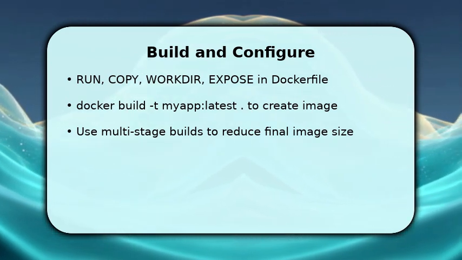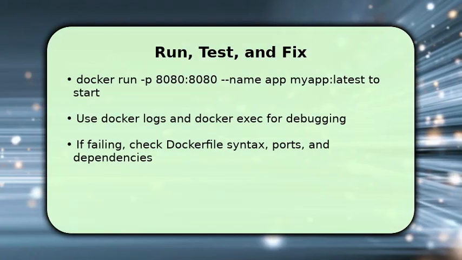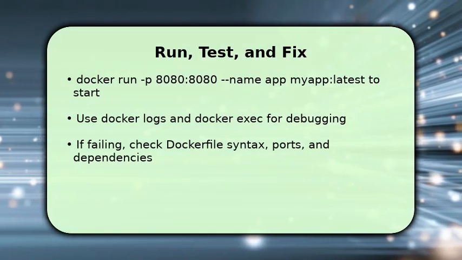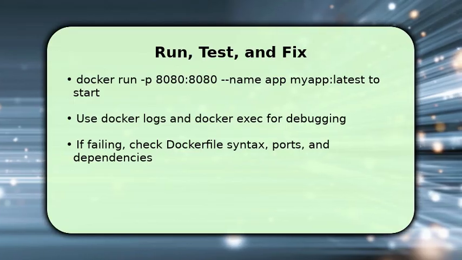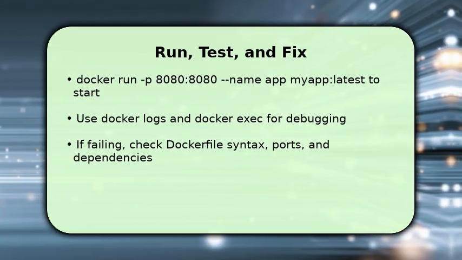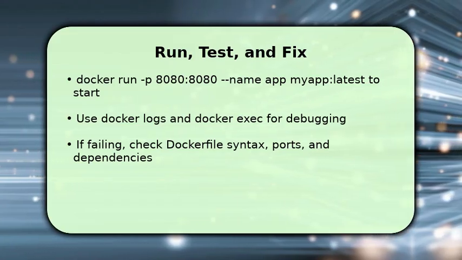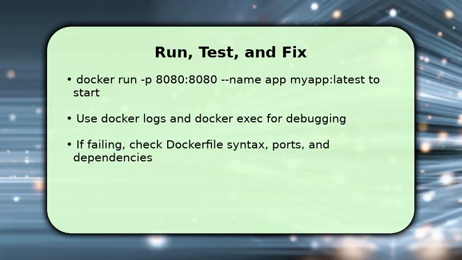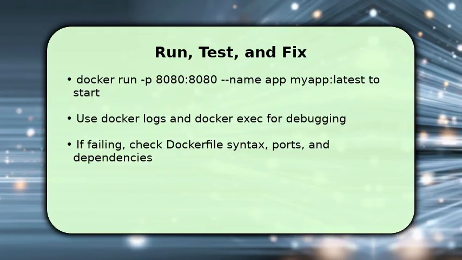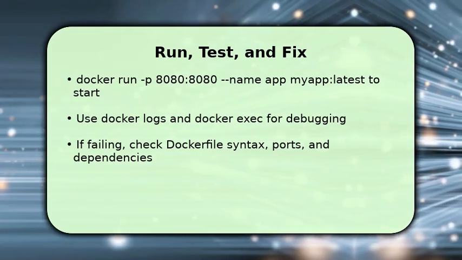You finish by running the container and validating behavior. Use docker run -p host_port:container_port --name to map ports and keep a predictable container name. Once running, test endpoints and inspect runtime with docker logs and docker exec to open a shell. This helps you diagnose missing files, permission issues, or environment variables.